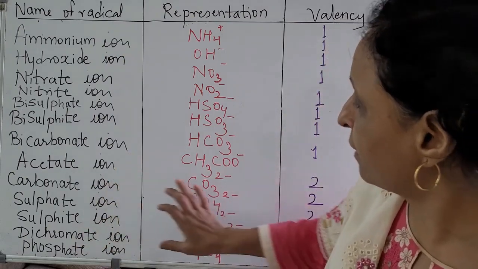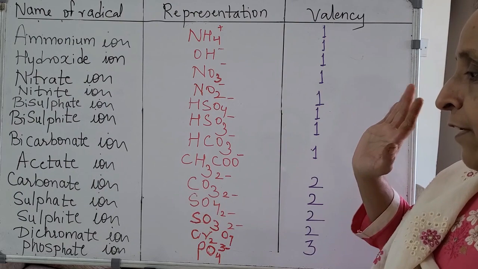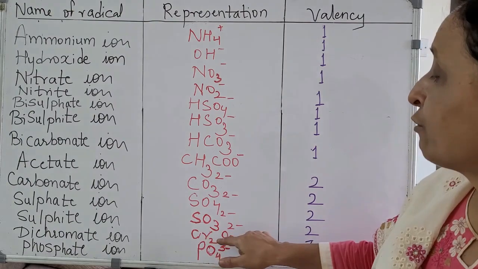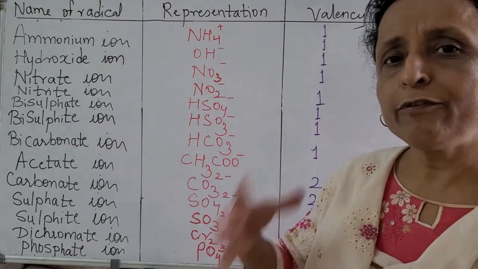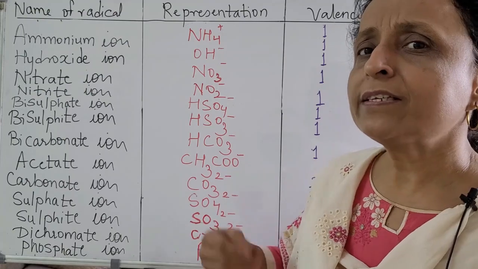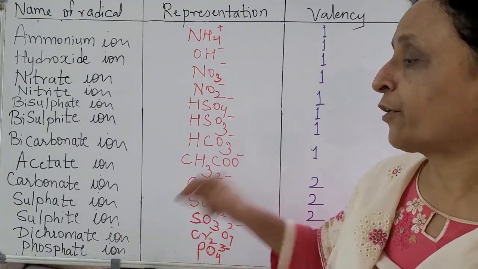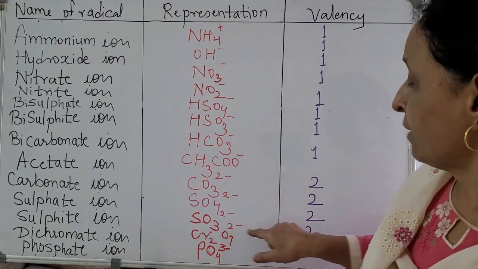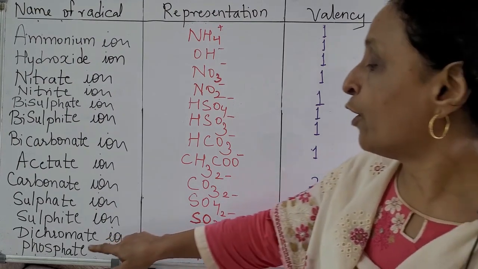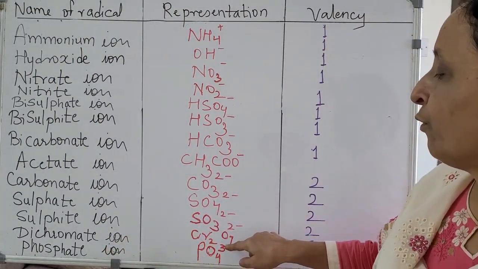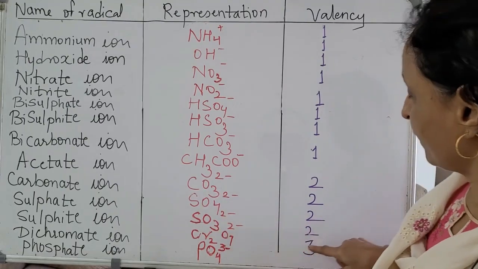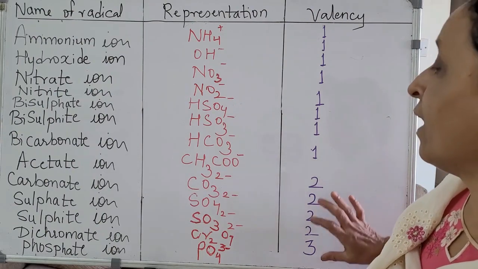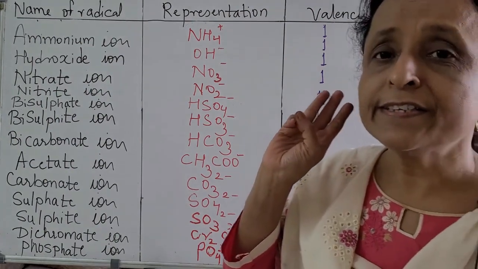Dichromate. Now this is simple to understand, sulfate and sulfite. Now again dichromate. Dichromate Cr2O7. That you have to memorize. Dichromate Cr2O7, and its valency is 2. 2 minus, so therefore the valency is 2. Now phosphate ion, PO4 thrice negative, its valency is 3. So up till here the valency is 1 and then 2 and only phosphate ion it is 3.